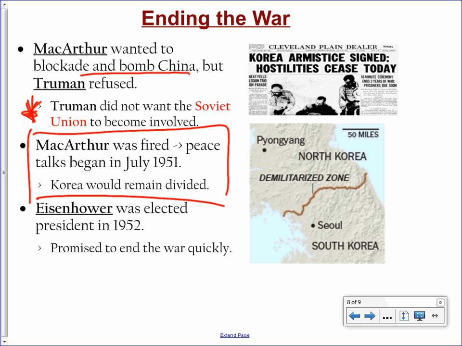And then when Truman finishes his term, General Dwight D. Eisenhower is elected president. You should remember him from D-Day. He was the commander of Allied forces, right? And he sets about trying to end the war quickly with the demilitarized armistice line between North Korea and South Korea.